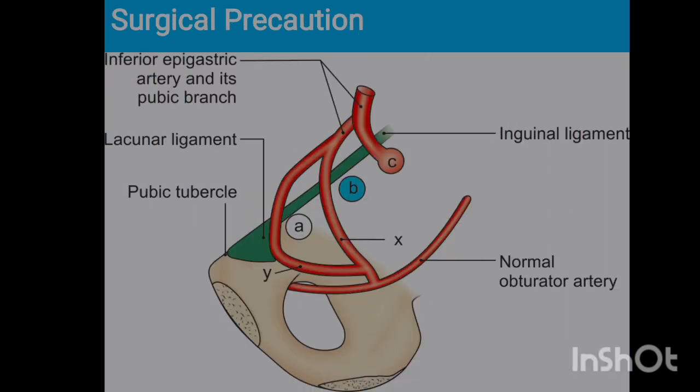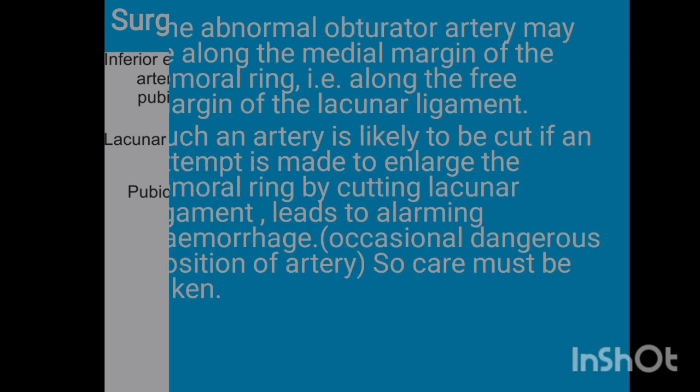stomach. This figure shows the pubic region seen from behind to show the course of an abnormal obturator artery. A is the femoral canal, B is the femoral vein, C is the junction of external iliac and femoral arteries. X is the usual safe course of abnormal obturator artery. Y is the occasional dangerous position of the artery.